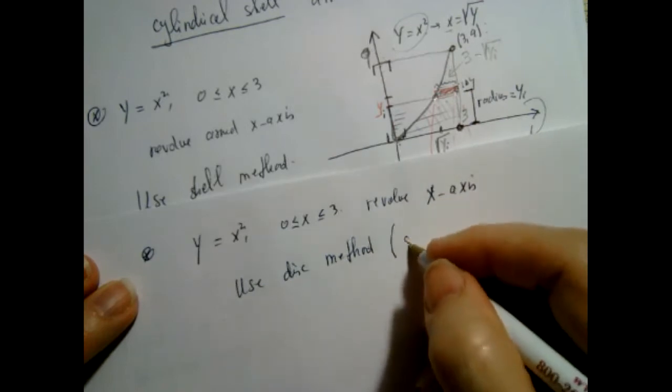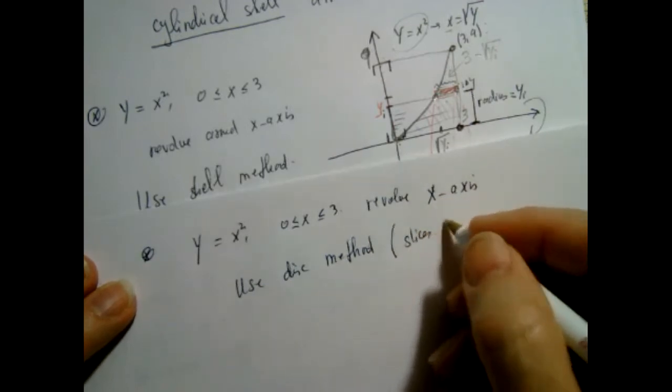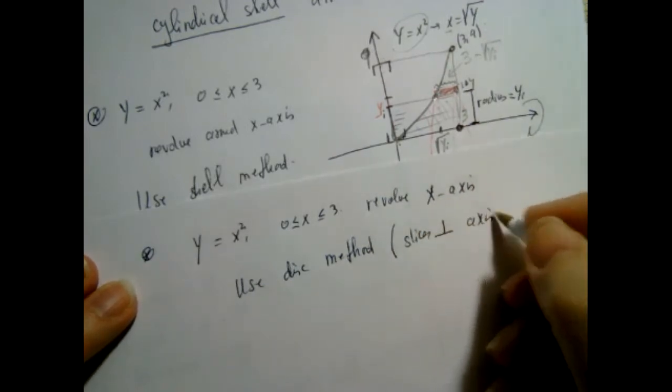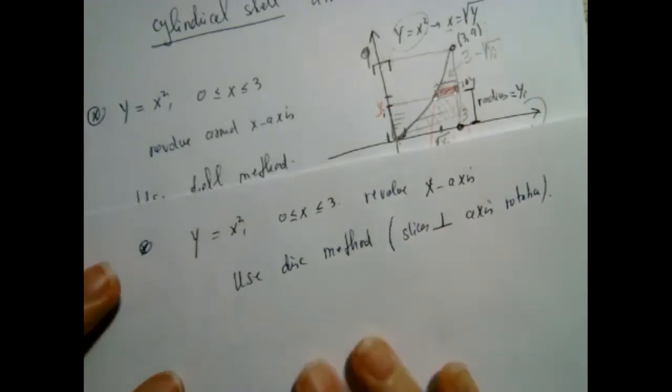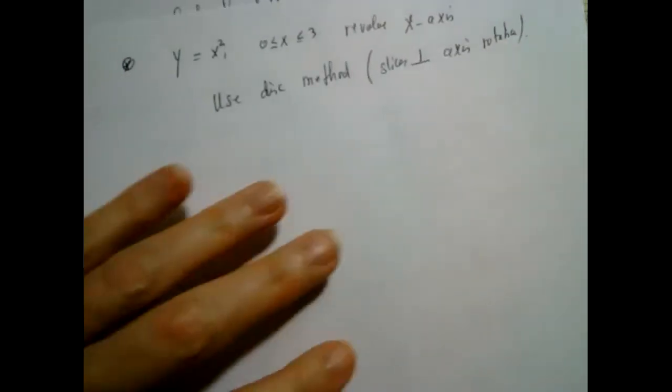It means we take slices perpendicular to the axis of rotation. In the cylindrical shell, we take them parallel. So let's see how the picture will change in this scenario.